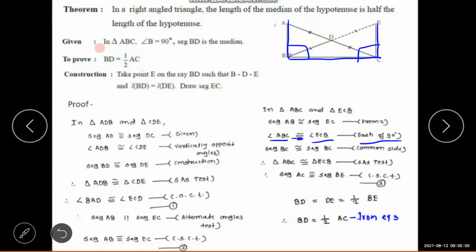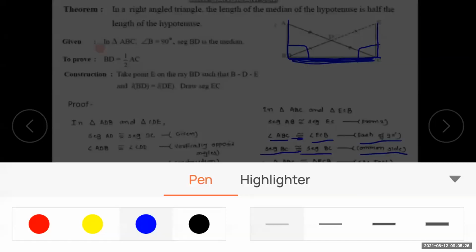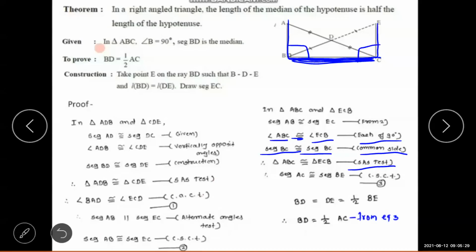Yes, and the base, this BC, is common in both the triangles. So here I have written segment BC congruent to segment BC, because it is a common side. So because of, again, SAS test. How SAS? That this side, this angle, and this side. So by SAS test, we can say the triangles are congruent to each other.